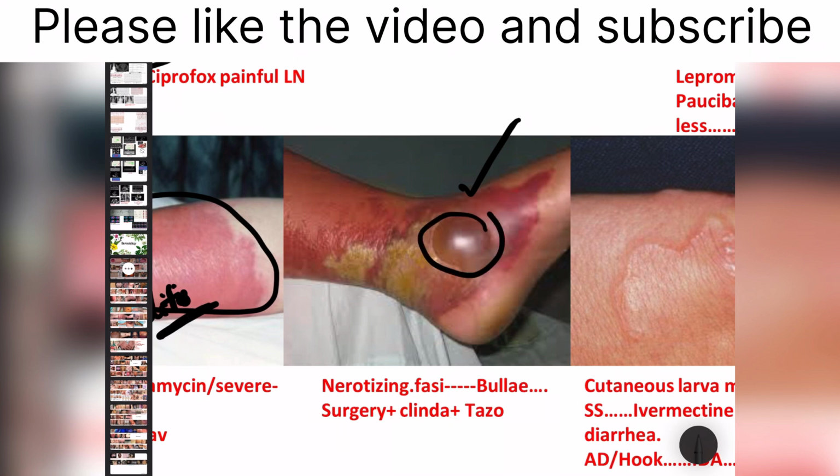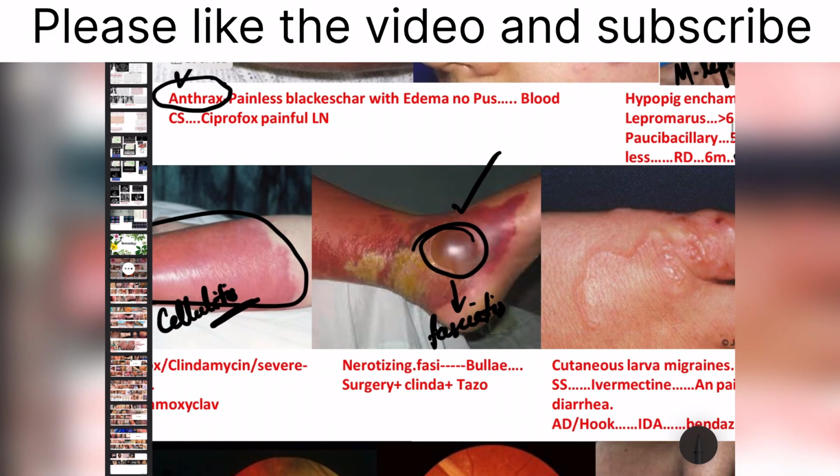Okay, next. You can see a similar picture, redness, swelling, and along with this bullae. If bullae are present, that means the infection has penetrated into the deeper layers, that is fascia. So this is nothing but necrotizing fasciitis. Treatment is the same.